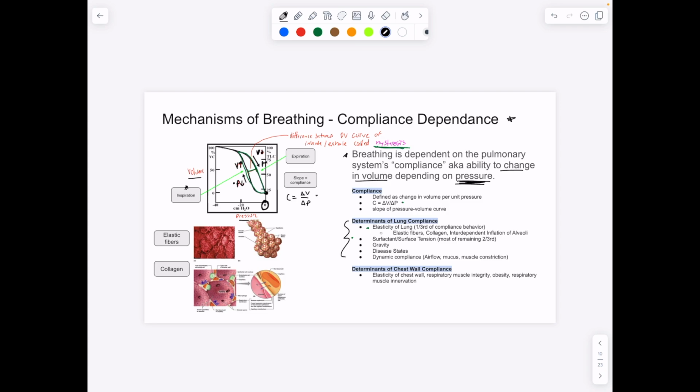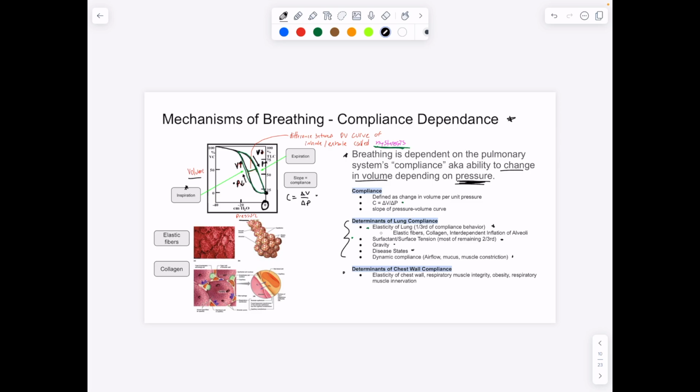And the determinants of lung compliance are going to be elasticity, whether or not you have surfactant, gravity changes pressure, air pressure based on how many air molecules you have above you, disease states, obstructive versus restrictive diseases, and then dynamic compliance having to do with airflow, whether or not your bronchial or your pulmonary vessels are constricted or relaxed overall.